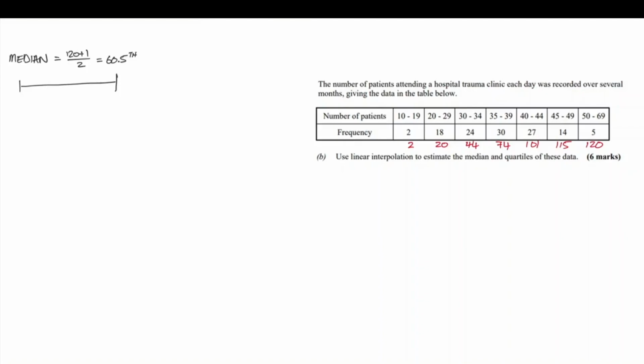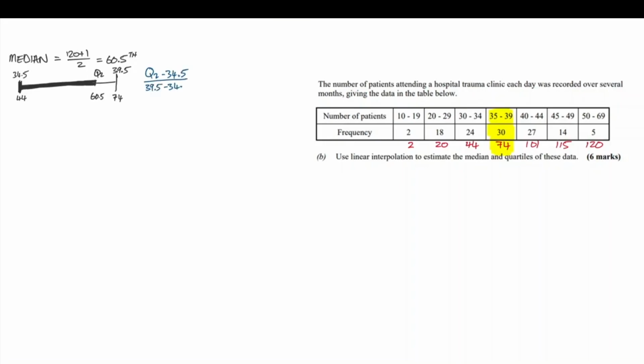Other calculations might get you the 60th position. Both of these are fine. We're working in this group here, in this interval. The class boundaries for this interval are 34.5 and 39.5. The cumulative frequencies we'll work with are 44 and 74, and we're looking for the 60.5th value. From here, we should be able to make a fraction equation.